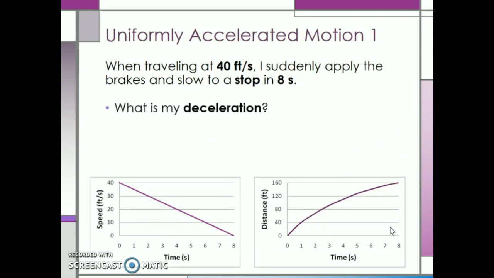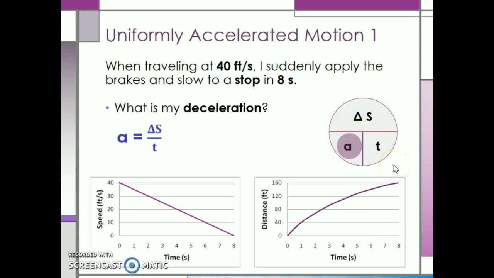Now, we want to find our deceleration. Remember, deceleration is a negative acceleration. We can use the equation circle to find our formula for acceleration, which is change in speed divided by time. Our change in speed is going to be our final speed minus our initial speed, or 0 feet per second minus 40 feet per second, which equals negative 40 feet per second. We can take that and divide by our time, which is 8 seconds. This gives us negative 5 feet per second squared for our acceleration. We can't forget to include the negative sign since we are slowing down.